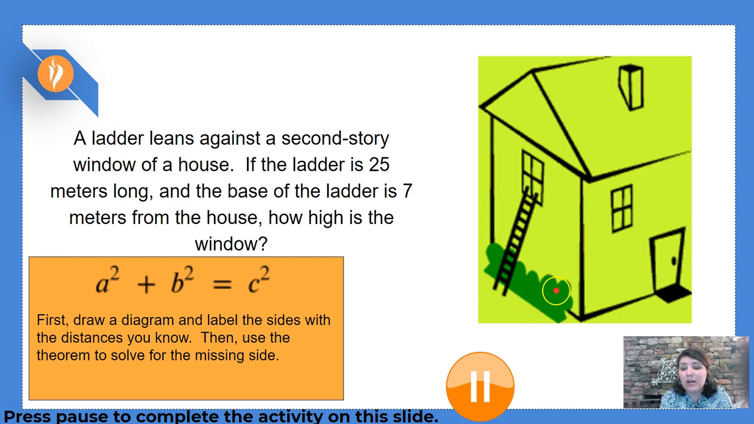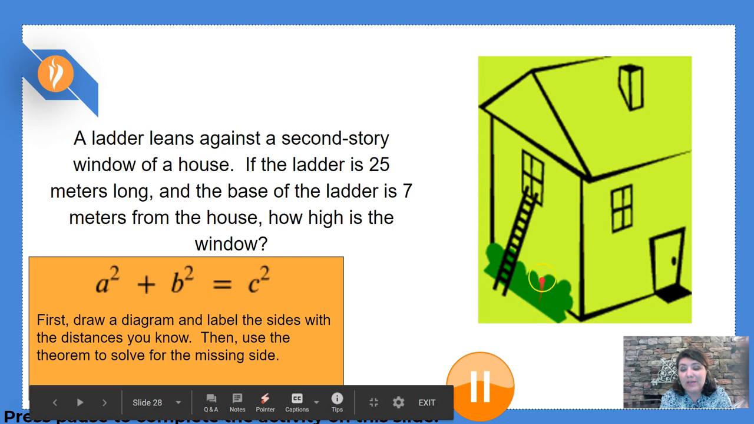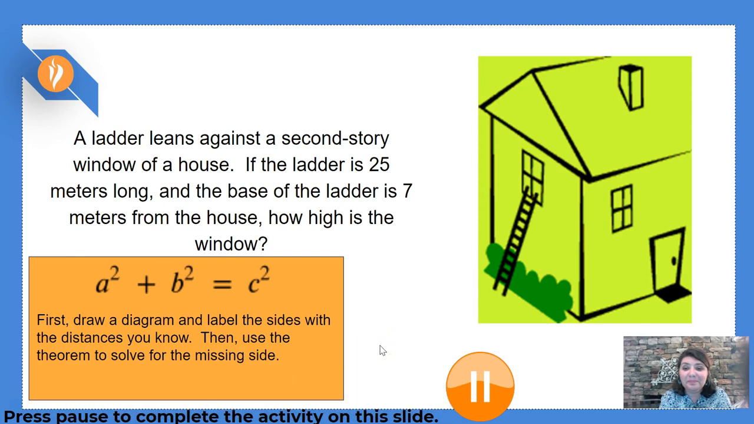And what it wants me to find is the height of the window, how high it is on the house. So I'm finding A or B, whichever one you prefer. One of the legs is 7, the hypotenuse is 25. Plug that into your Pythagorean theorem. When you're finished, come back and let's check your work.